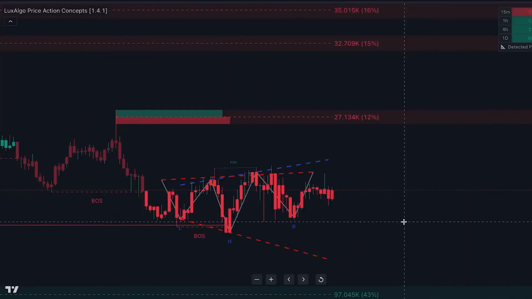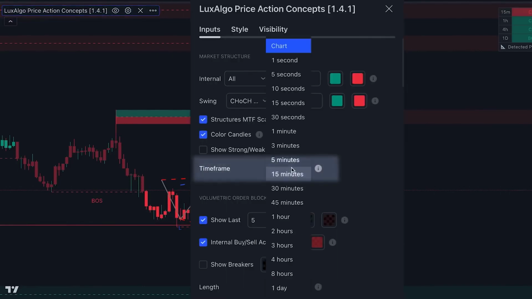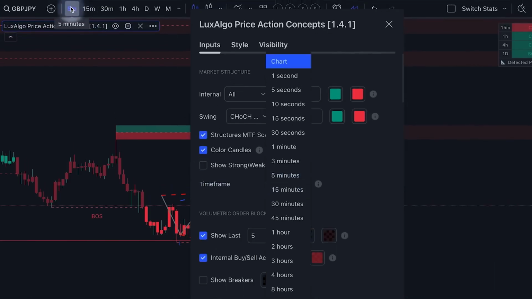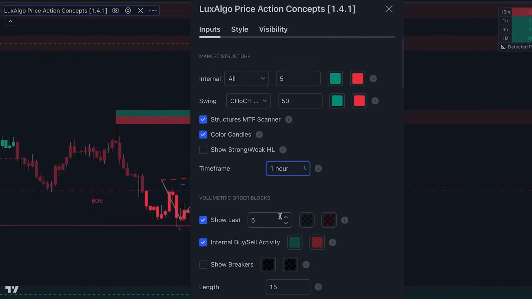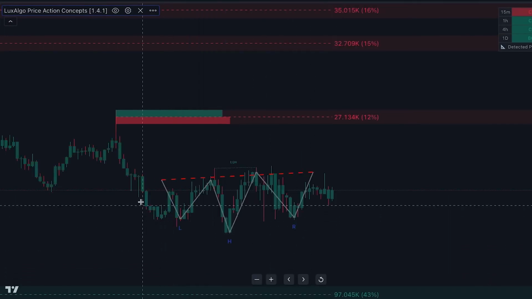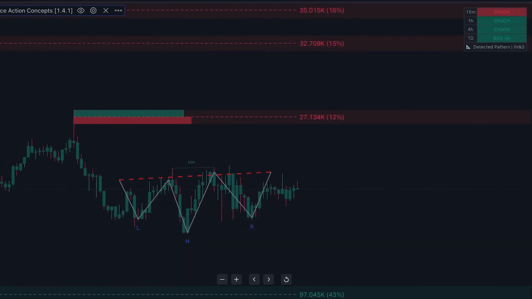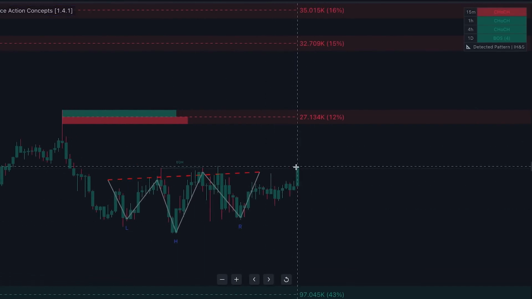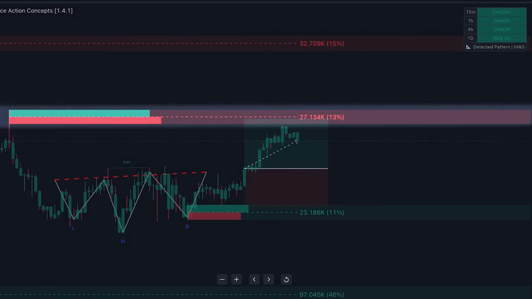How you can use patterns with Smart Money Concepts is by trading patterns that are aligned with market structure. If we go into the settings, we can draw a market structure of a higher time frame. So we are currently on a 5-minute time frame. Let's have the indicator draw market structure of the 1-hour time frame, and let's enable candle coloring so we can see clearly what is the trend. As you can see, the market structure is bullish for this entire area, and we have a bullish pattern in this zone. So what we can do is wait for price to break out of this pattern in the market structure direction and take a trade targeting an order block.